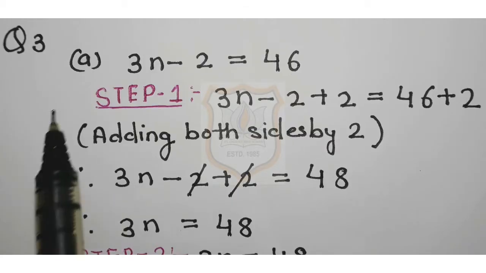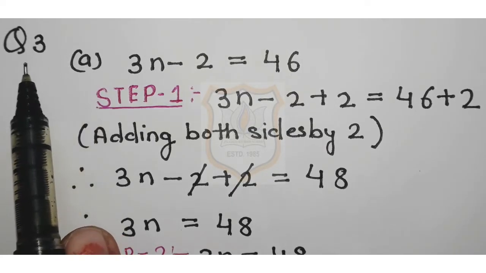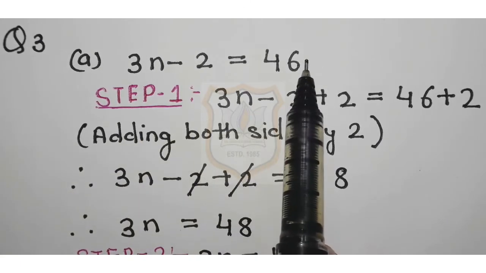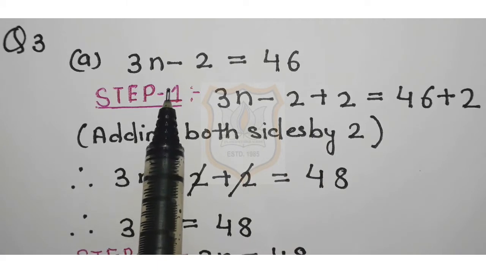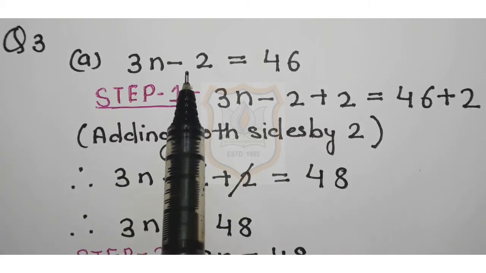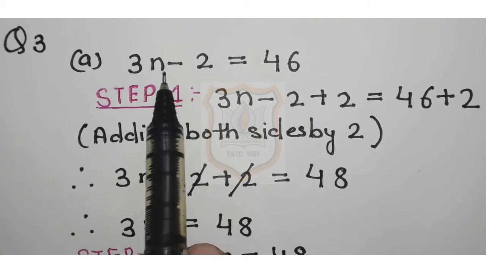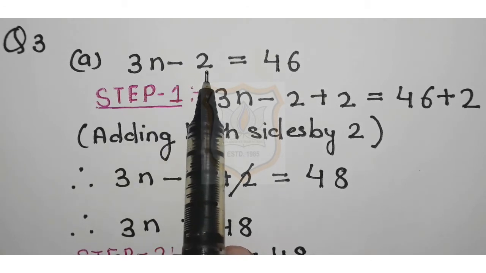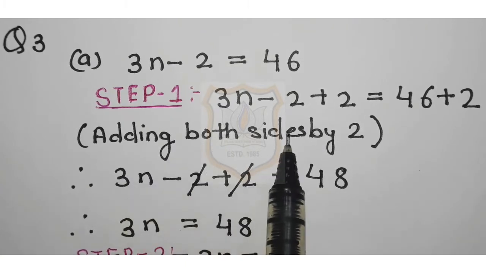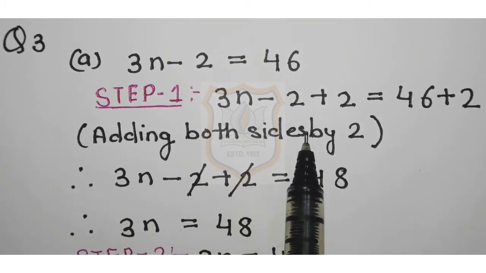So let's solve a part of question number 3, and that is 3n minus 2 is equal to 46. Students, what do we have to do first? Step 1 is, first we have to separate this minus 2 from 3n. To separate this minus 2 from 3n, what do we have to do? We have to add 2 to both sides.